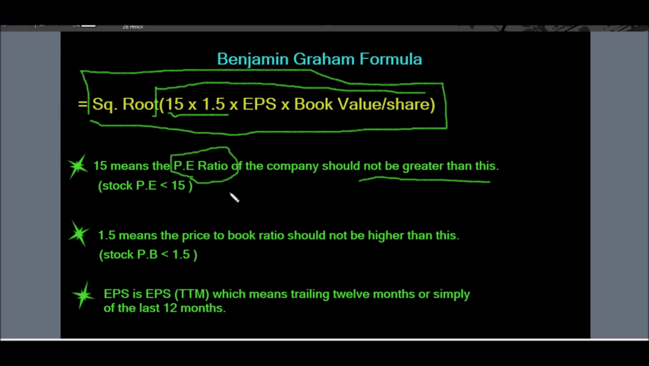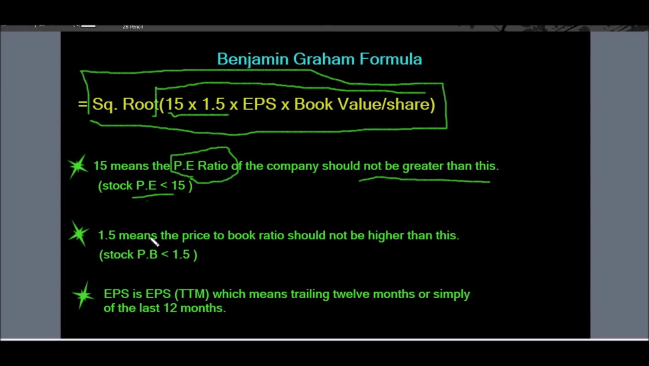Although the PE ratio, the book value, each and everything will be mentioned on many websites. You could go to Economic Times, Money Control, Bloomberg, Yahoo Finance, and on all these websites you could easily find all the details. So this was the first part: 15 means that the P/E ratio of the company should not be greater than this.